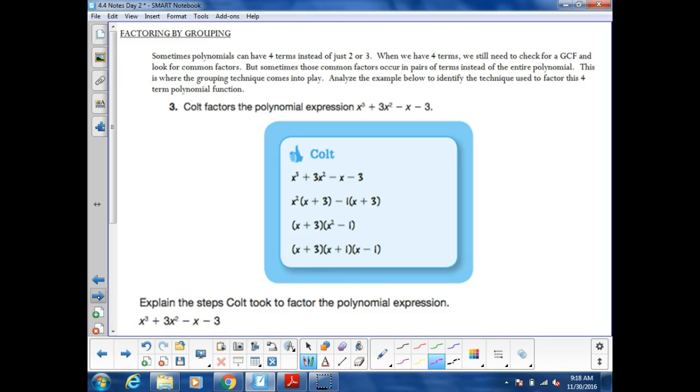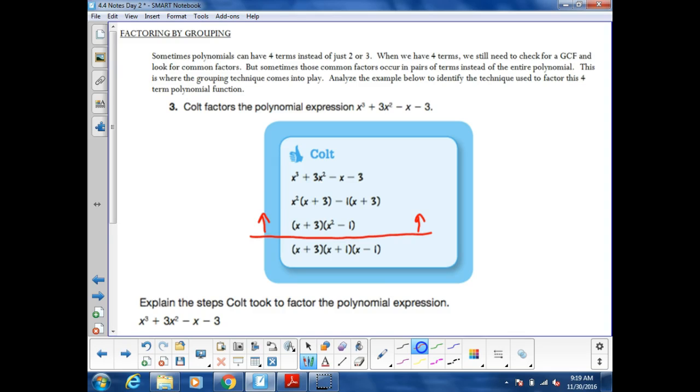It can work for any even numbered term polynomial. So like in this case, I have a 4-term polynomial. It would also possibly work for a 6-term polynomial or an 8-term polynomial. Now, Colt here factored by grouping. Above the red line here is factoring by grouping. Below the red line is just complete factoring. But above the red line there is factoring by grouping.